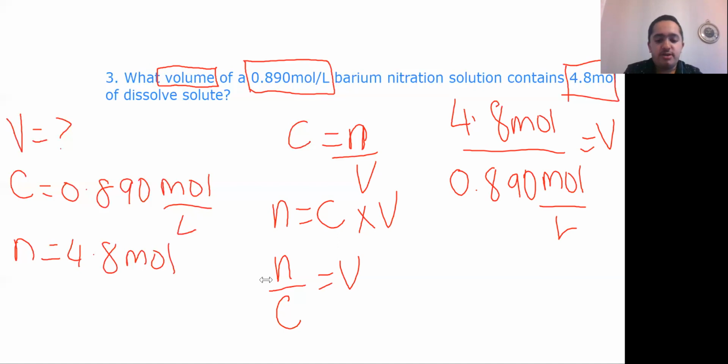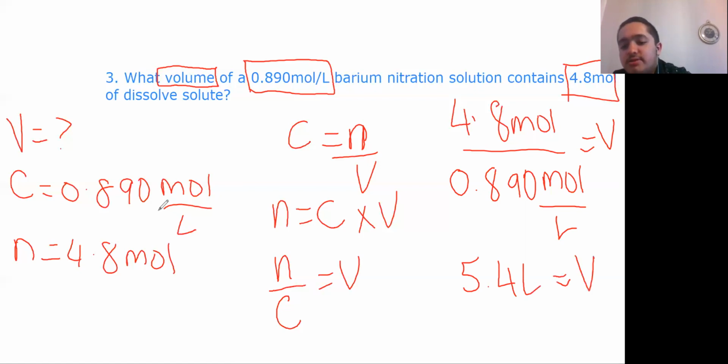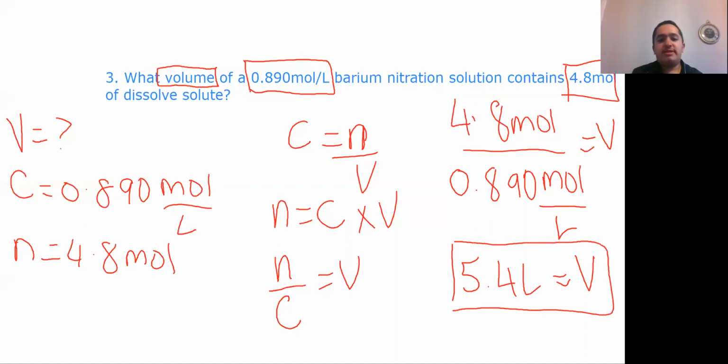Let's find it out. Again, take out a calculator, very helpful. So we are looking at 3 significant figures, 1 after the decimal. So we can look at 5.4 liters. Always remember, include your units at all times. And that's about it.